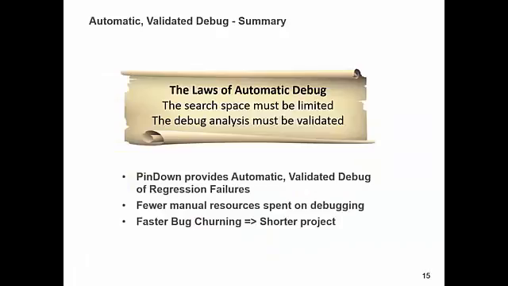And to sum it up, the laws of automatic debug, in case you want to do your own automatic debug tool, is you have to identify a limited search space, which in this case was regression failures. Regression failures, which means something has passed before, or it could be you follow the logic cone back or whatever, but it has to be a limited search space. And the debug analysis must be validated. It can't be a good guess. And with Pindown, we have that for regression failures, and it's all very good.